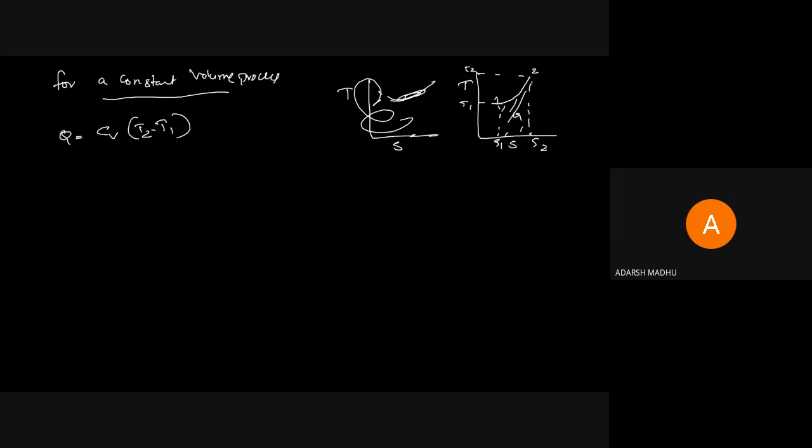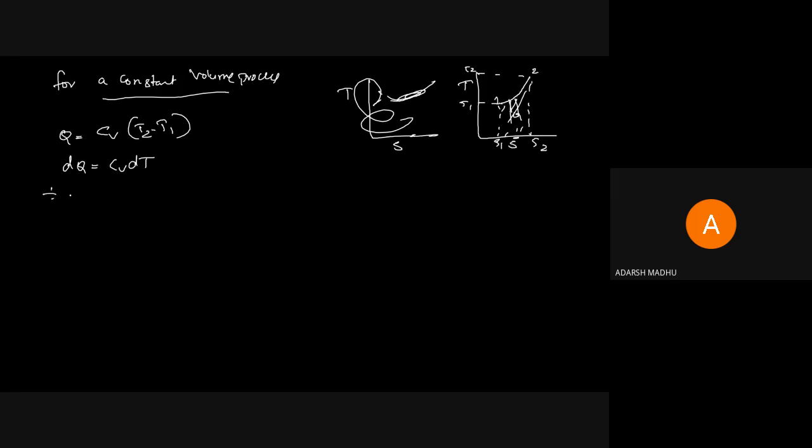So when we take a small area here, we can write this equation as dq equal to Cv dt. It is a total big process 1 to 2 for a constant volume process, but for analysis we are taking a small area. For that small area, the heat transfer is dq and the small temperature change is dt, so dq equals Cv dt.